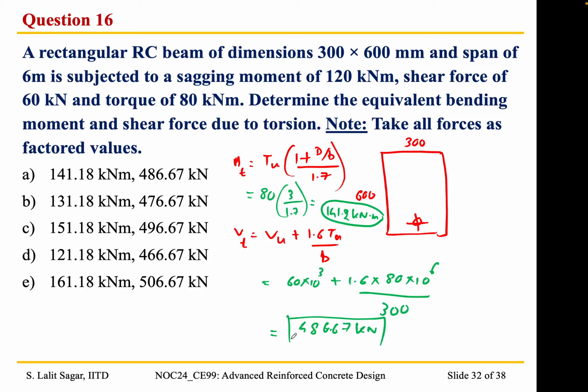So I believe you can just appreciate how much the torsion is detrimental to the beam, because just by inducing a torsional moment of 80 kilonewton meter, the shear force has increased significantly from 60 kilonewton to 488, I think, which is an increase of more than 600% in this case. So the correct answer is 141.2 and 486, so option A is the right answer.